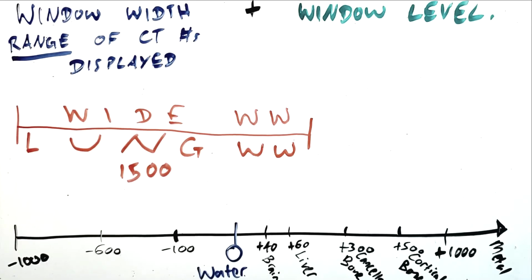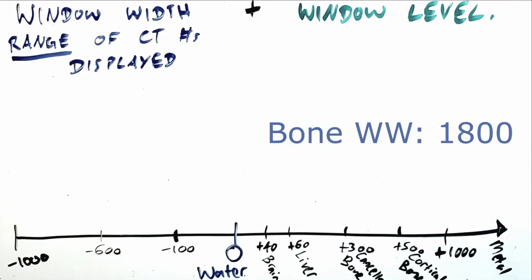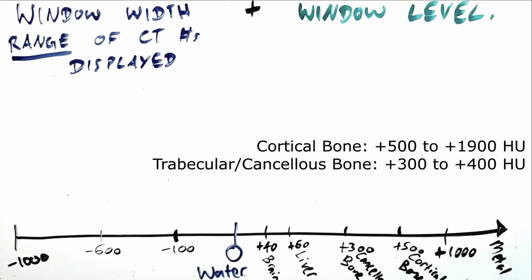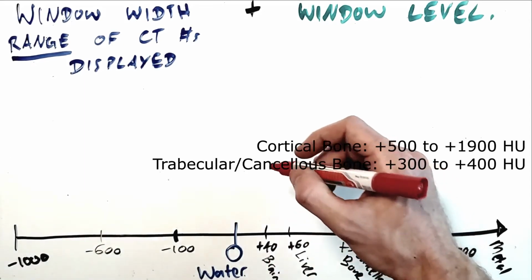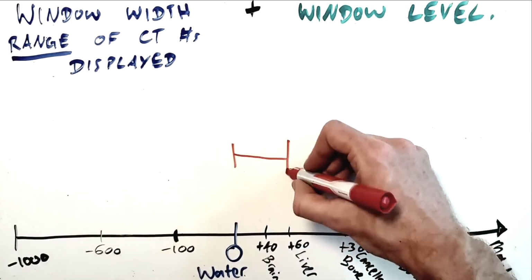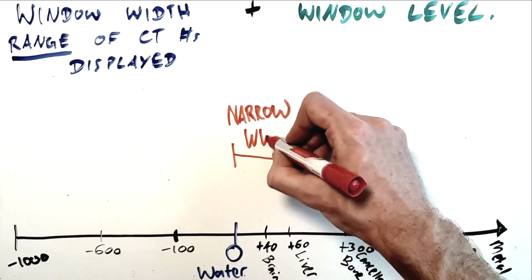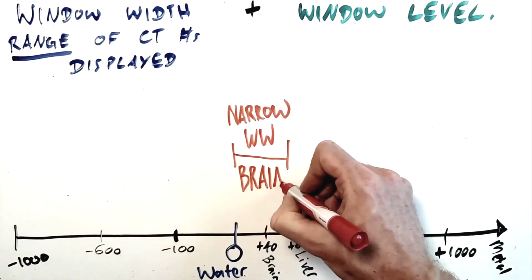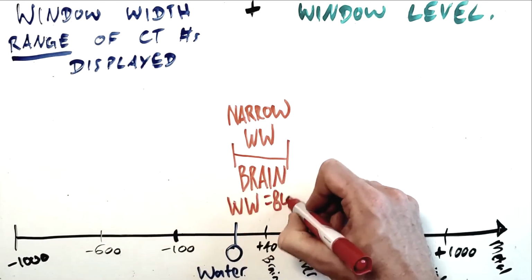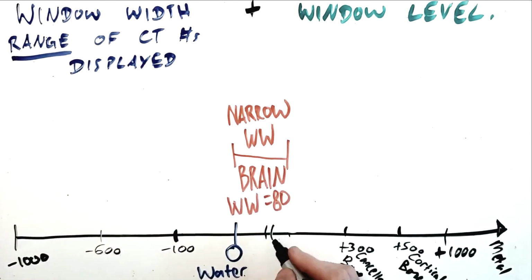Another example of this would be a bone window, where you would use a wide window width of around 1800 because there is a very large difference between the density of cortical and trabecular bone. Now on the other hand, an example of where you would need a narrow window width of around 80 would be a brain window. This is because we have adjacent structures which are very, very close in density, namely, aptly named, the gray matter and the white matter of the brain. And we want to be able to differentiate between those two tissues of very similar density to one another.